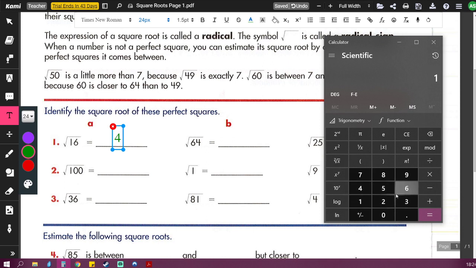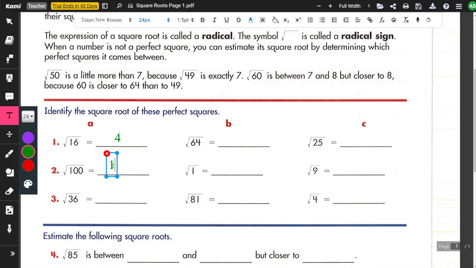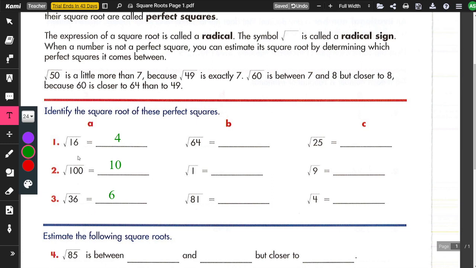You put your number in first, so 16, and then you hit this 2 radical sign x, and you get 4. I'll do it again with this one. So I do 100, and then the radical sign. It's going to be 10. I do it with 36, radical sign, 6. So this is 10, and this is 6. Okay, so that's that part done.